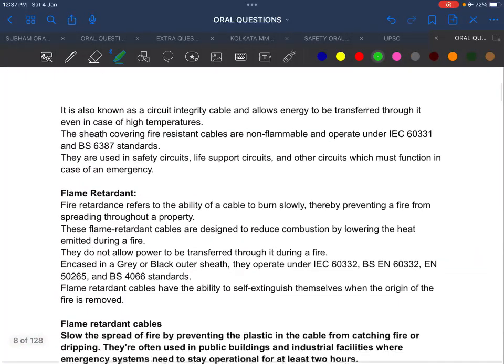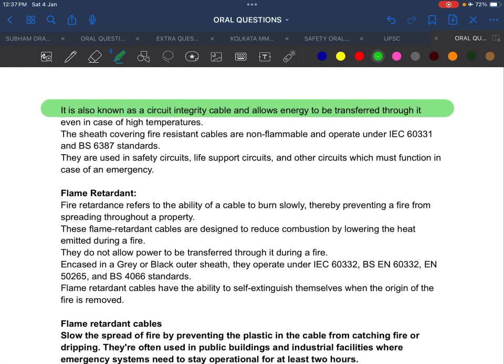Okay. So it is also known as the circuit integrity cable, which allows energy to transfer even in case of high temperature. Even if there is a high temperature, it can allow the power to flow. The sheath covering the fire resistant material is non-flammable, and operates under the International Electrotechnical Convention. This is the standard, and there is also the British standard.